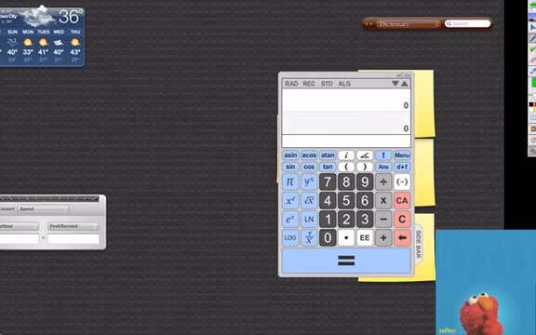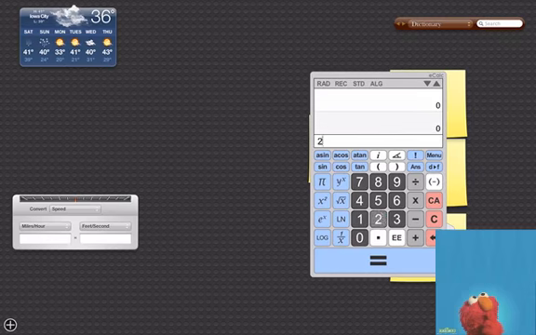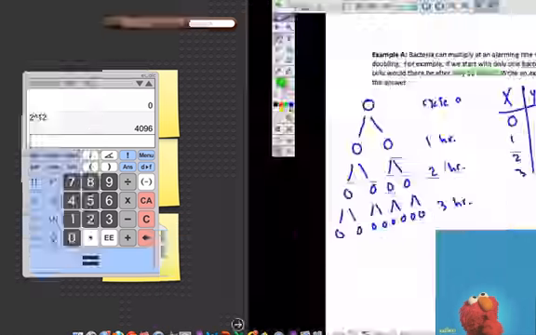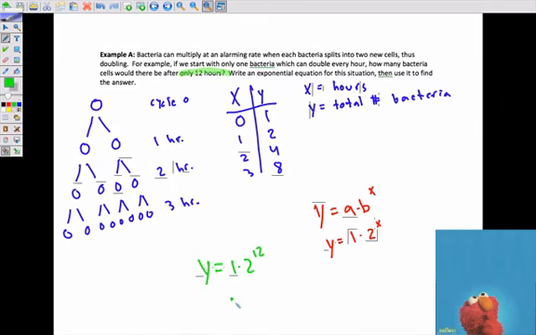So we'll figure out 2 to the 12th. 2 to the 12th is 4,096. So we've got y equals 1 times 4,096, which is just 4,096. So after 12 hours, there are 4,096 bacteria.